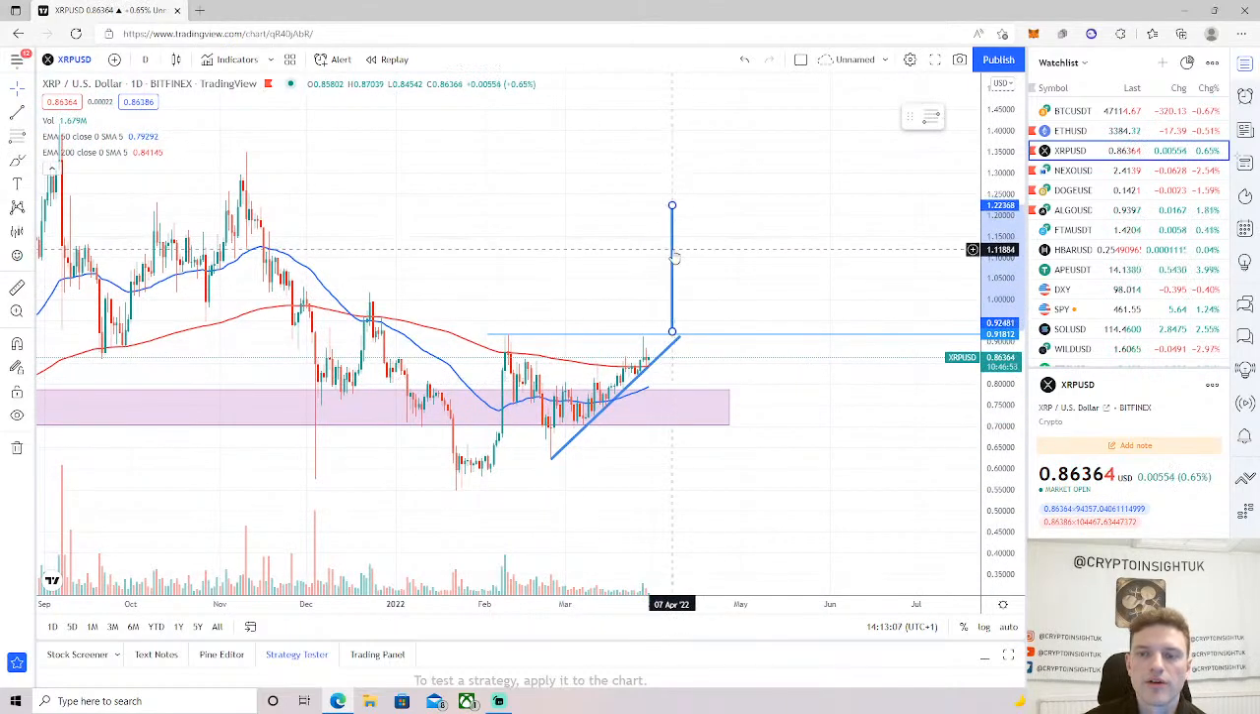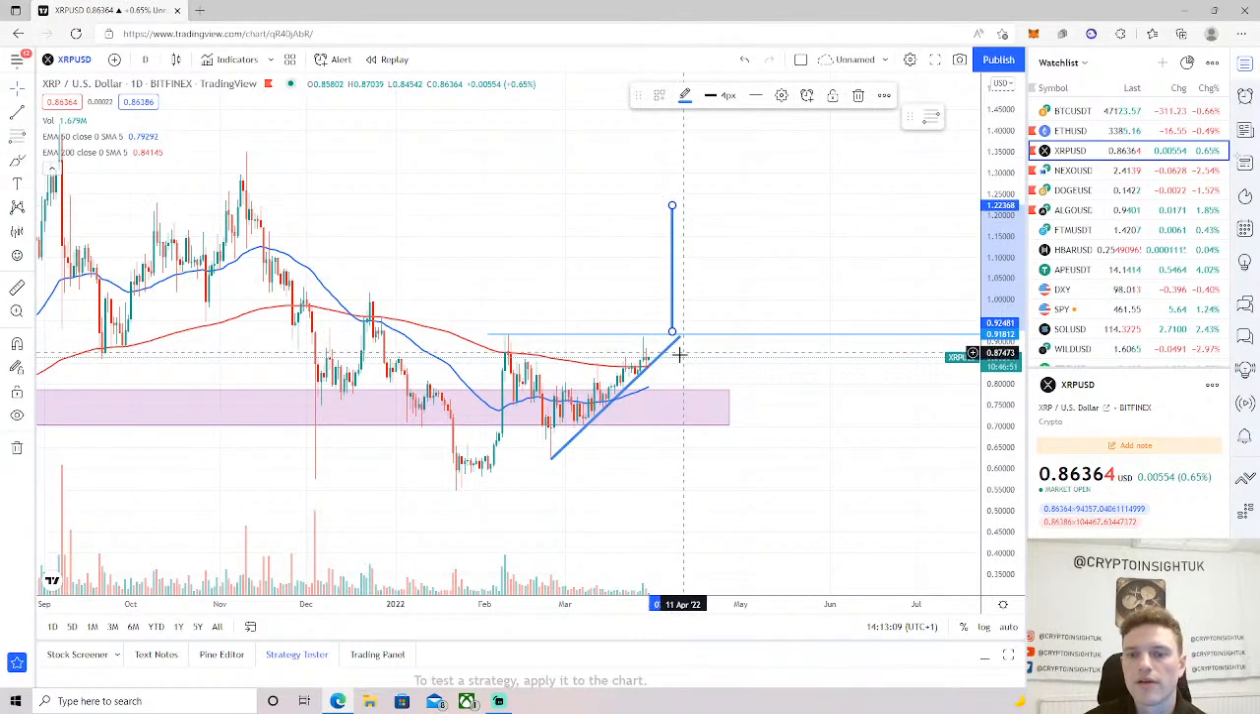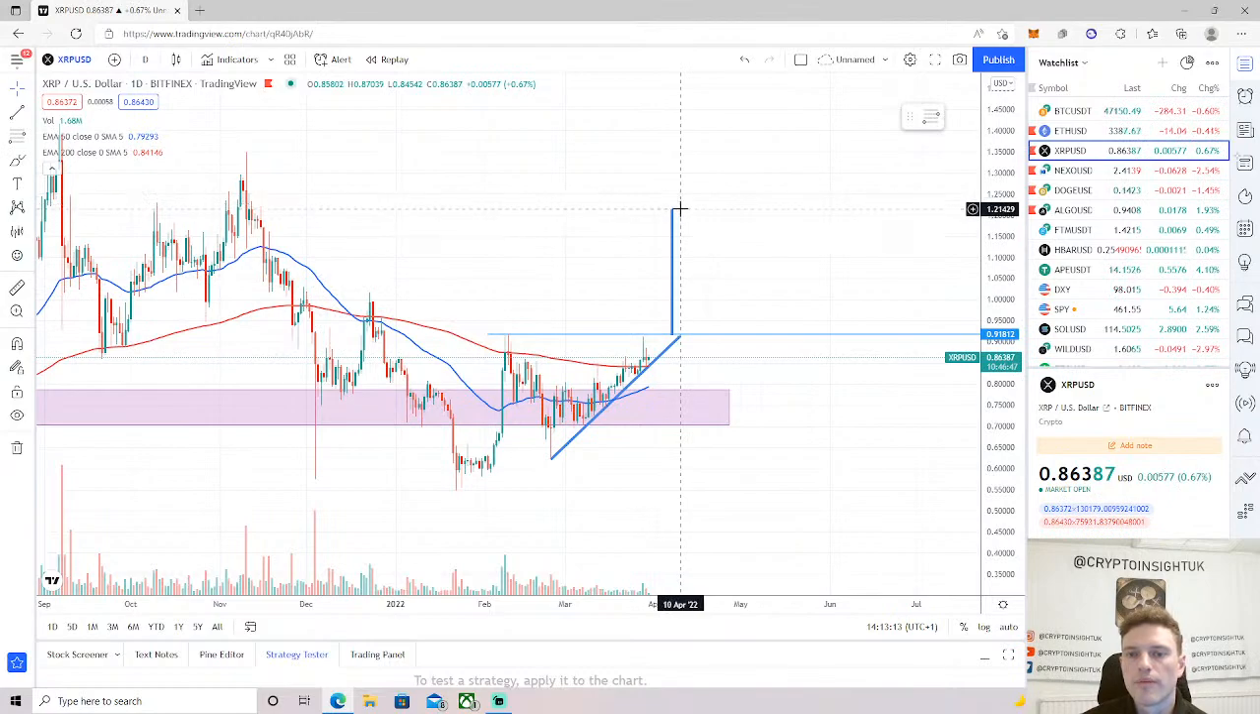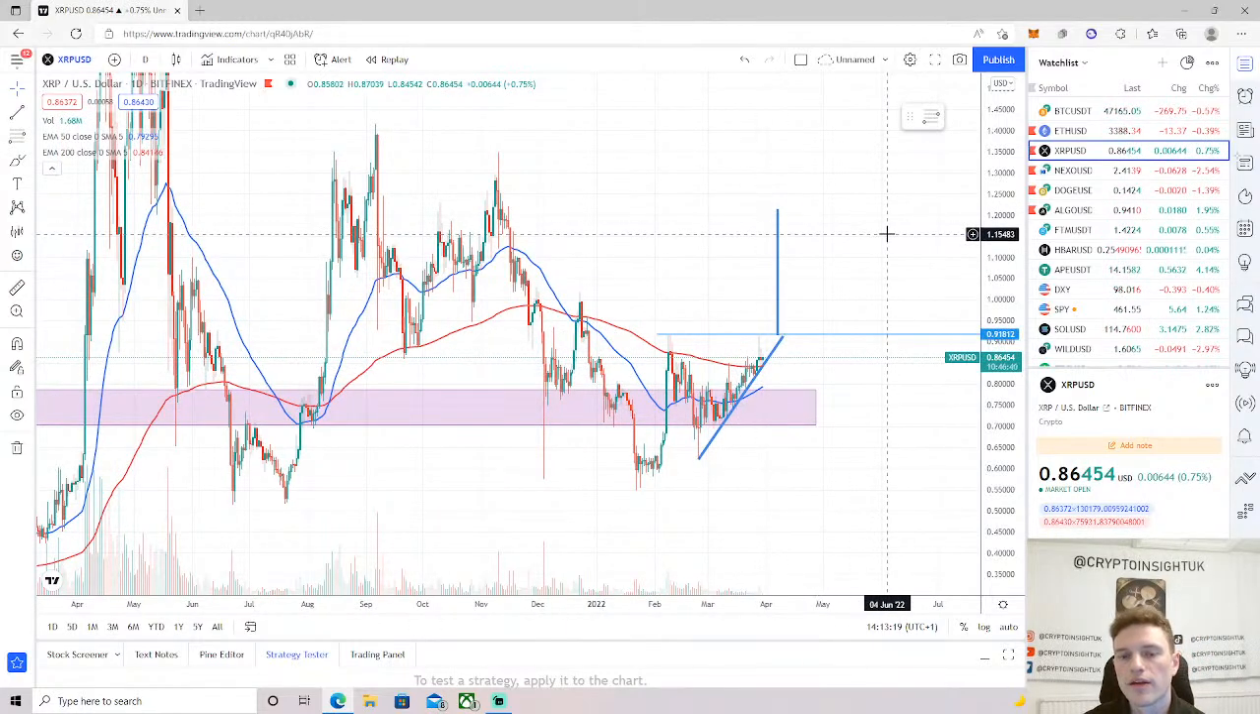If we manage to break above, we're looking at a 122 for a possible, or a bit less than that because it's not quite on the line. We're looking for a 121,429 breakout target if we do manage to get that break.